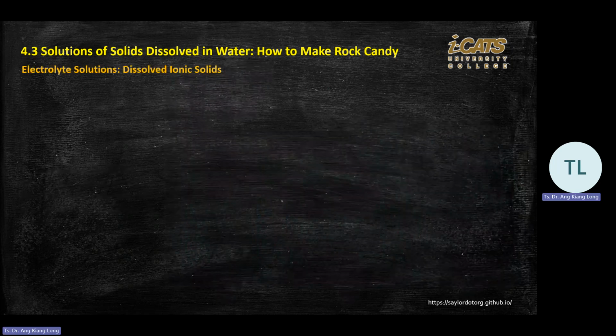We have done with types of solution. Now we need to prepare a solution called electrolyte solution, where we dissolve an ionic solid. Ionic solid means it can form ions with positive and negative charges, for example NaCl. Of course, NaCl you won't see in the test or final exam anymore because it's too common, so in the test we will give you another ionic solid so that you have a chance to answer.